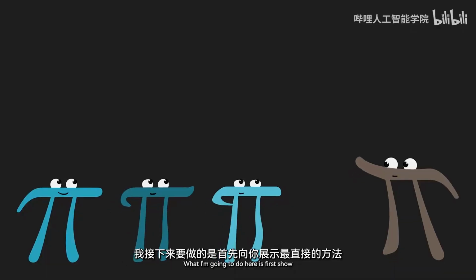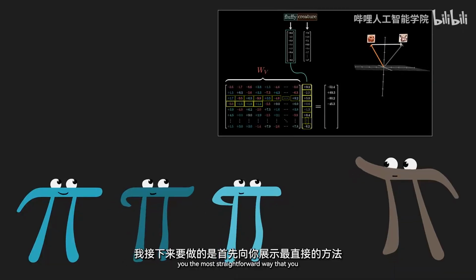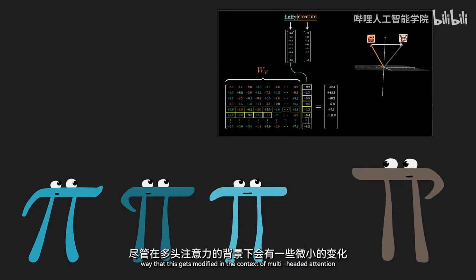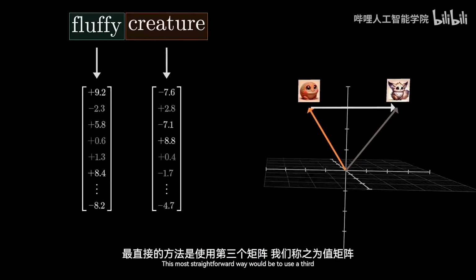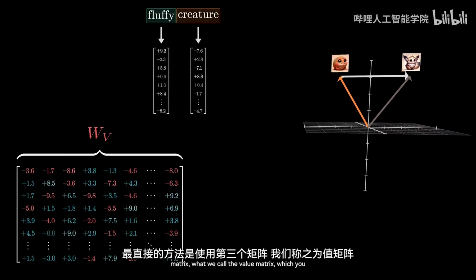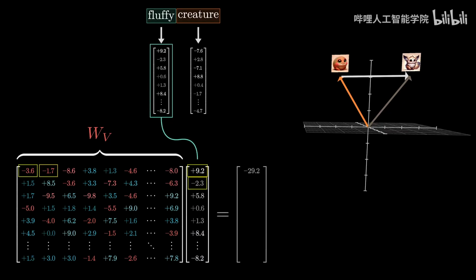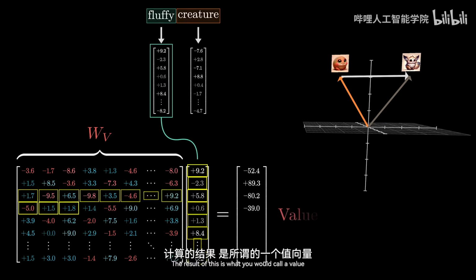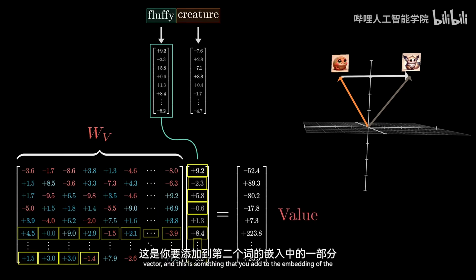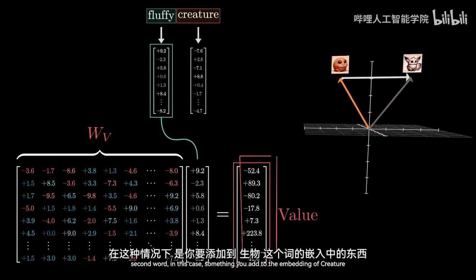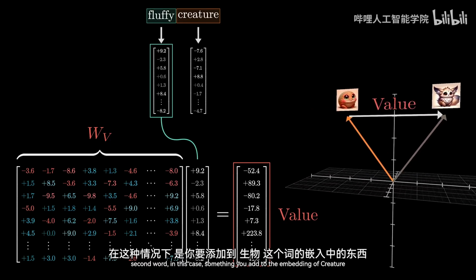What I'm going to do here is first show you the most straightforward way that you could do this, though there's a slight way that this gets modified in the context of multi-headed attention. This most straightforward way would be to use a third matrix, what we call the value matrix, which you multiply by the embedding of that first word, for example, fluffy. The result of this is what you would call a value vector, and this is something that you add to the embedding of the second word, in this case something you add to the embedding of creature.